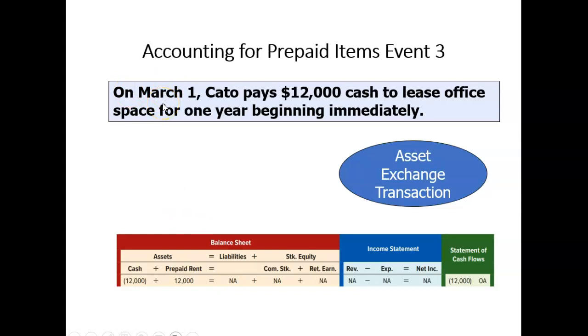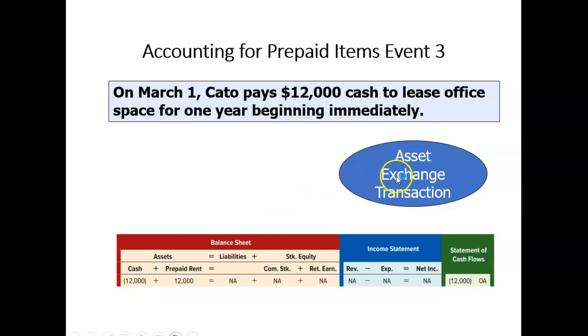On March 1st, the date is important, so write down the date, March 1st. Cato pays 12,000 cash to lease office space for 1 year beginning immediately. So they paid 12,000 cash for the entire year. So there's an account called prepaid rent, which is an asset that's going to increase by $12,000. But because they're paying cash, the cash account decreased by 12,000.